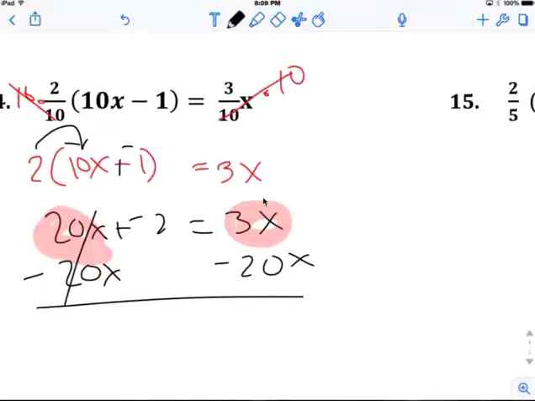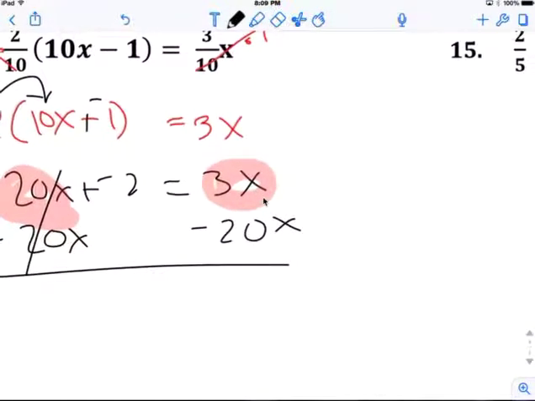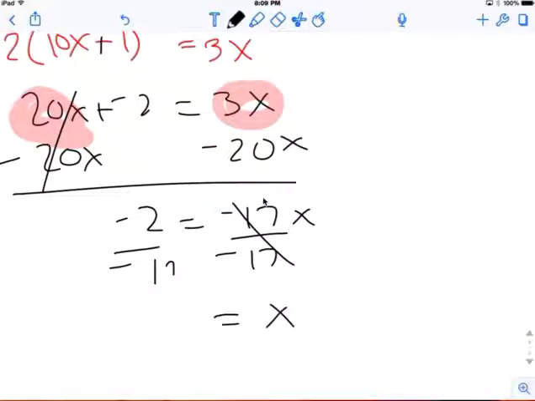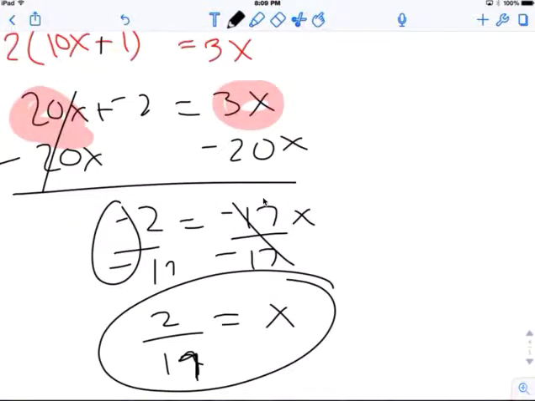This may be on the test tomorrow. Okay, on the test. Negative 17x equals negative 2. Divide by negative 17. x equals 2, negative is a positive, 2 over 17. This simplified version.